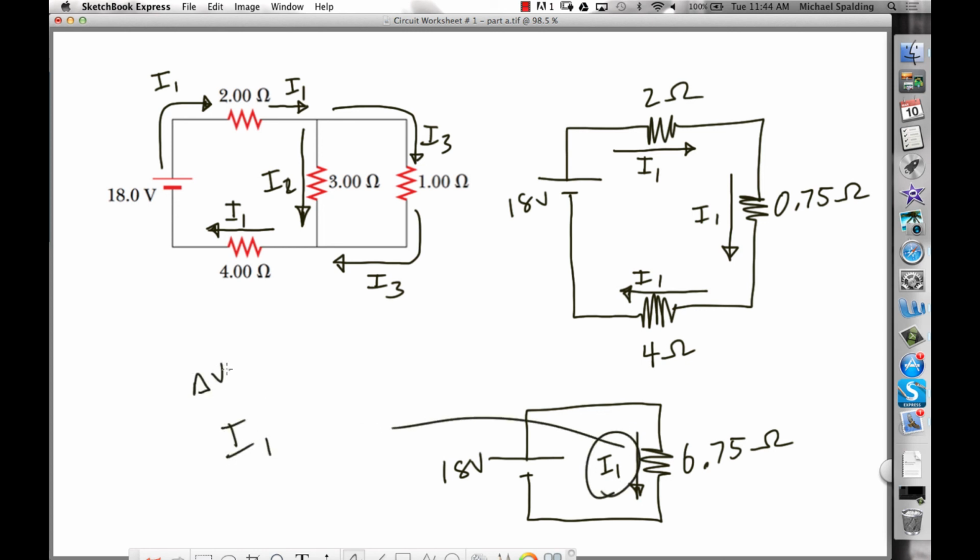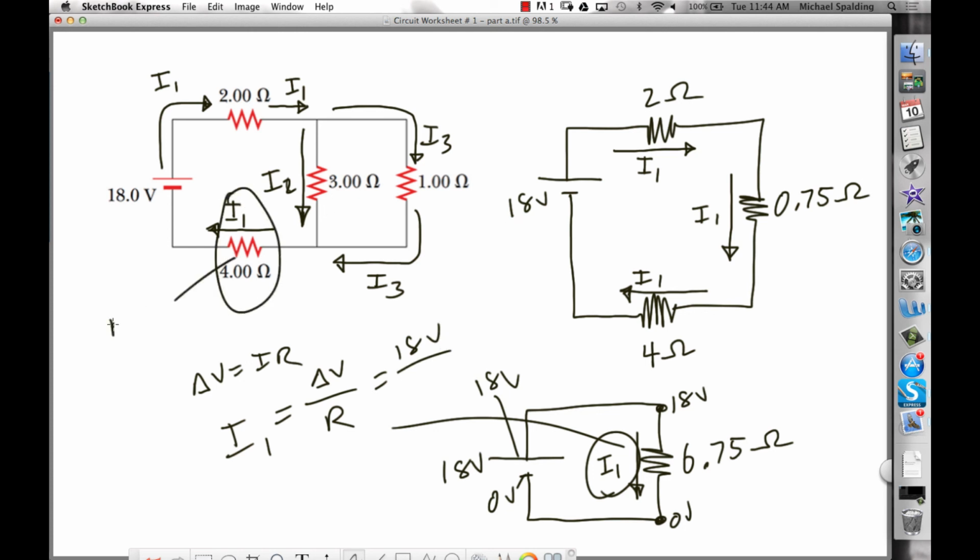I1, using Ohm's law, delta V equals IR. So what's I1 going to be? It's going to be delta V over R. Do we have the delta V across this guy? Well, let's see. 18-volt battery, that means 18 and 0. So here we have 0. Here we have 18. Ah, that's easy. What's the delta V across that dude? It's 18 volts. Hey, man, is the delta V across this 18?